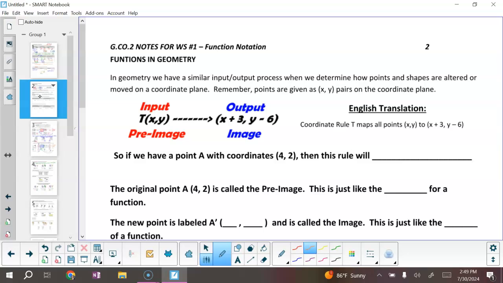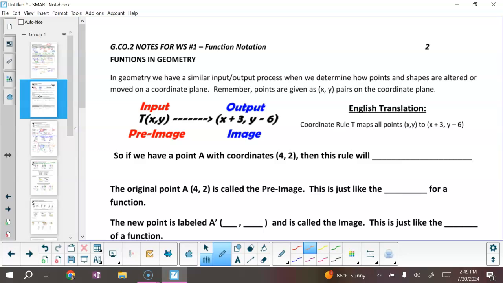So when we talk about functions in geometry, we have a similar process where you have something that you put in and you have something that you get out. So we have an input and an output process just like we did before. When we talk about the input-output process, we determine how the points and the shapes that you're working with are altered or moved on the coordinate plane.